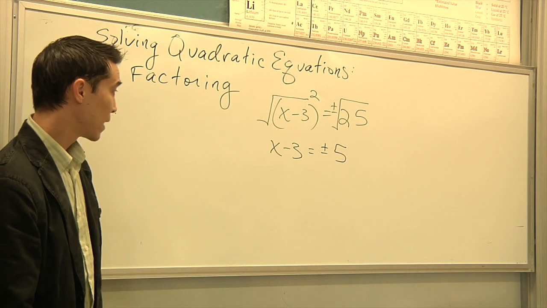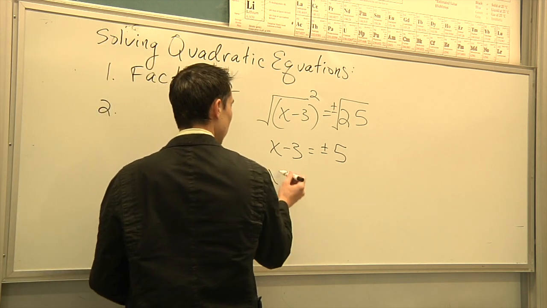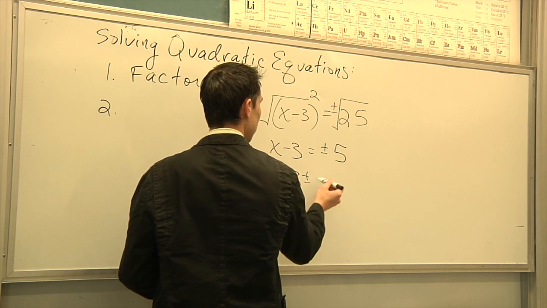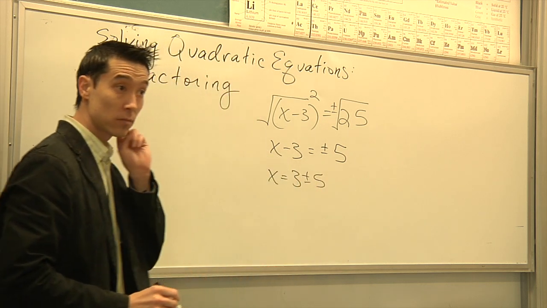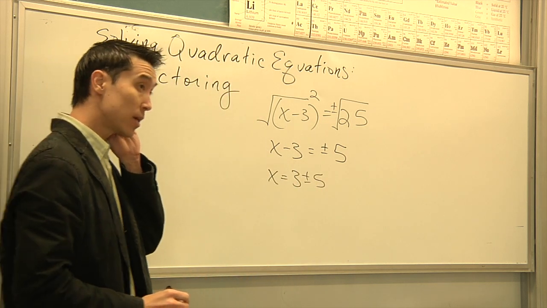Great, let's add 3 to both sides. And we get 3 plus or minus 5. This will give me my two solutions, which is what I was expecting. 3 plus 5 is 8.